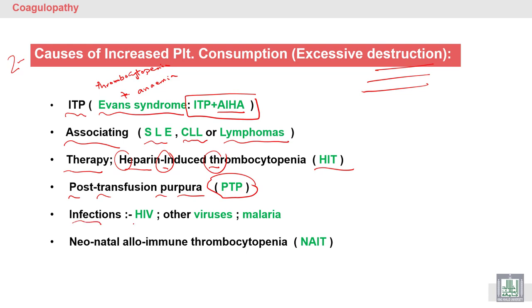Infection like HIV and the other viruses, or malaria, other bacteria leading to thrombocytopenia. Neonatal alloimmune thrombocytopenia. Also, during pregnancy, the mother may form alloantibodies against the platelets of the newborn, leading to destruction of platelets and thrombocytopenia in the neonate or the newborn.